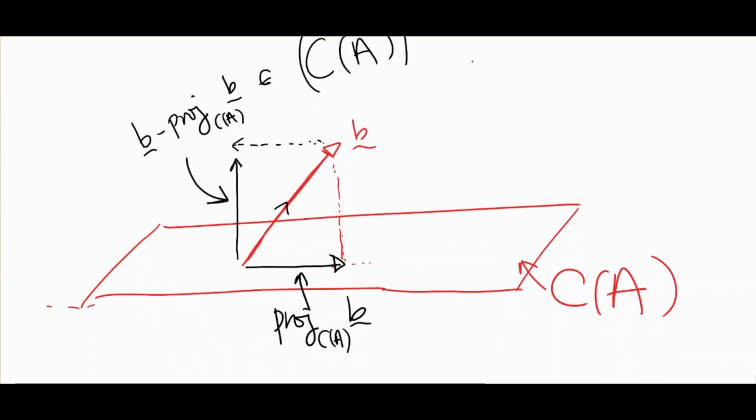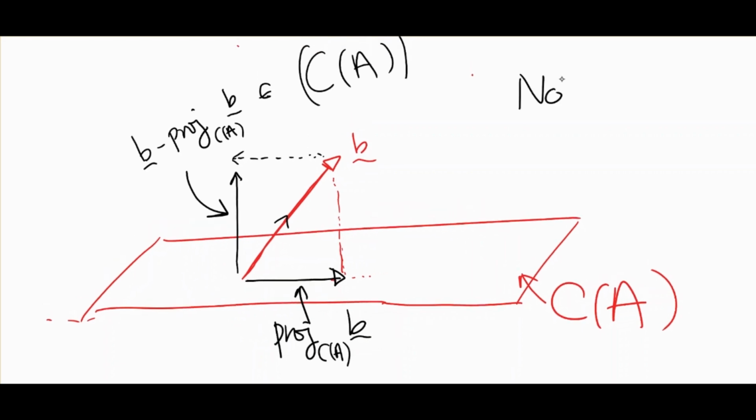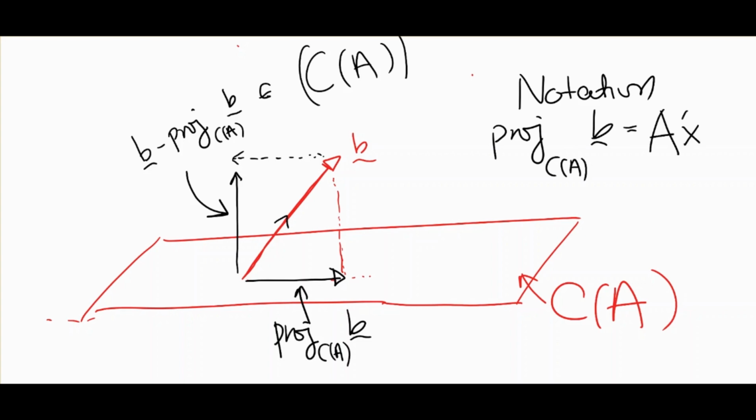For simplicity, let me introduce some notation. Let me denote the projection of B onto the column space of A as AX hat. This is called X hat. If you're a physics major, you do that all the time. Well, anyway, why do I say the projection of B onto the column space of A? Let's denote it as AX hat.